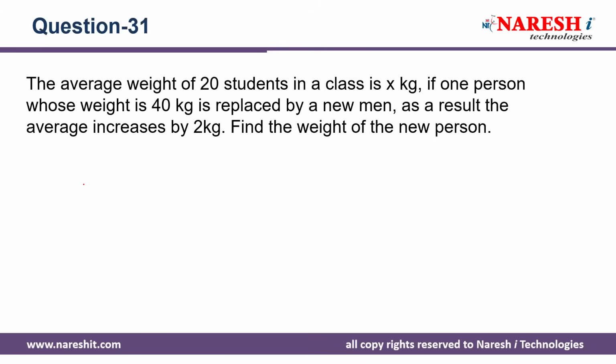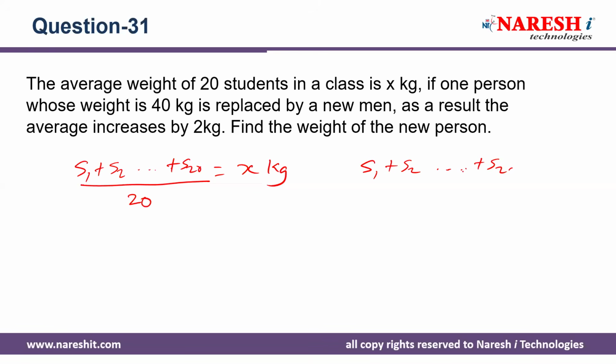The average weight of 20 students in a class is x kilo. If one person whose weight is 40 kilo is replaced by a new man, so out of these 20 people, one person left and another person came. Because of that, average became increased by 2 kilo. Let's take the new person as K. The new average is x plus 2. Find the weight of the new person.